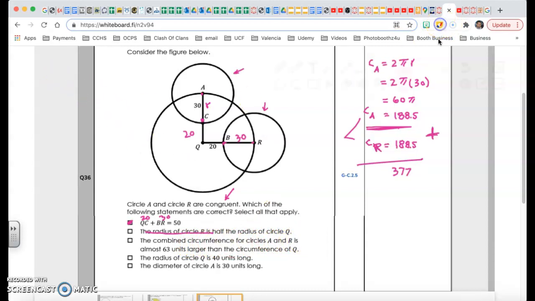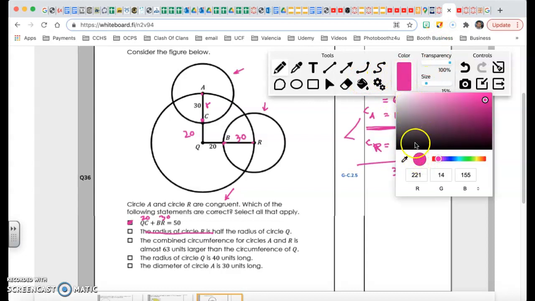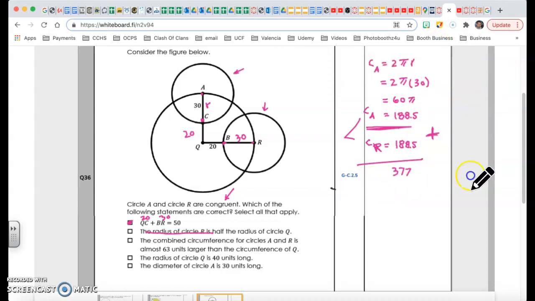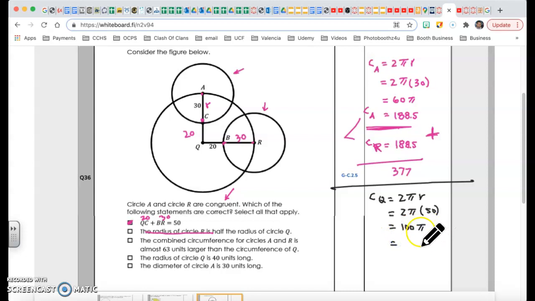So let's change the color and let's do Q. So for the circumference for Q, let's do Q with black. So circumference for Q is the same, 2 pi radius. What's my radius for Q? It's 50, it's 20 and 30, which is 50. Okay, 2 times 50 is 100, so it's 100 pi, but pi is 3.14. So 100 times 3.14 is 314.16. That's the circumference for Q. So 100 times pi.